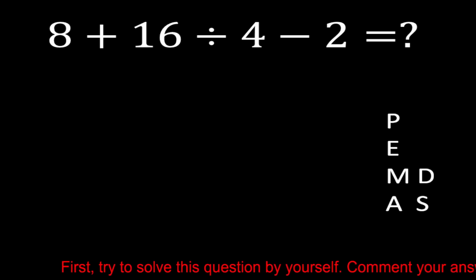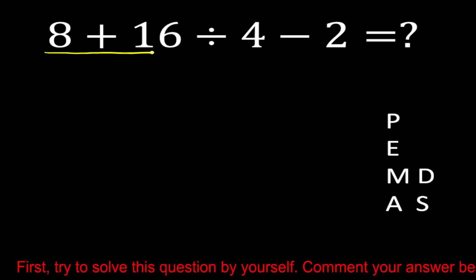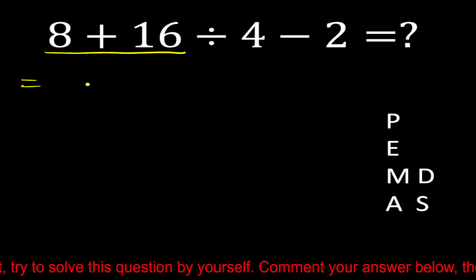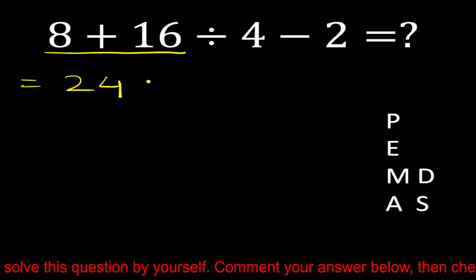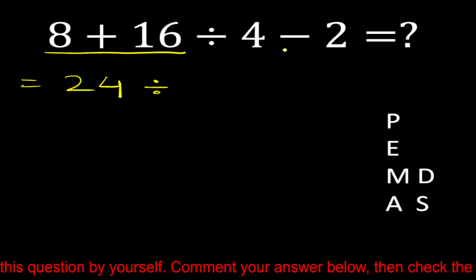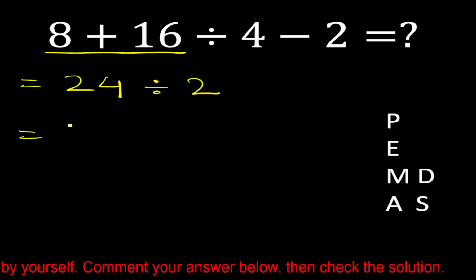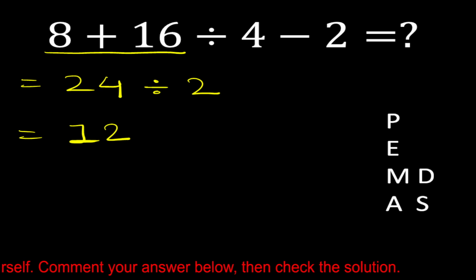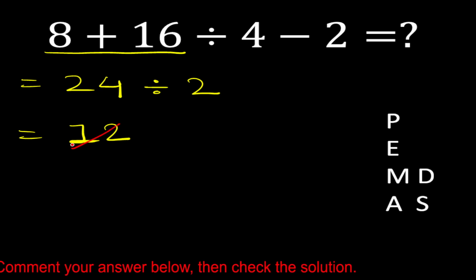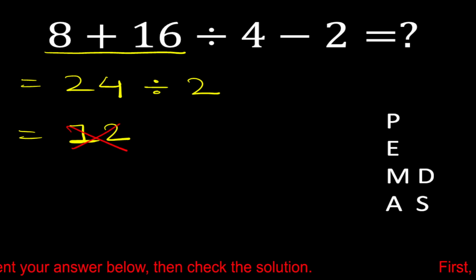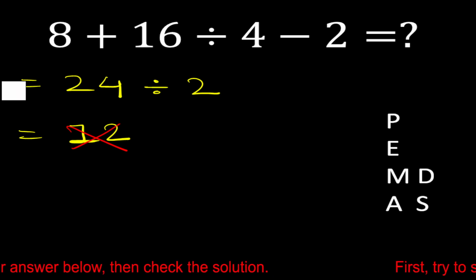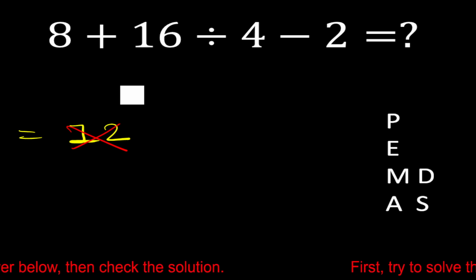So most people solve this question like 8 divided by 6, 8 plus 16 is equal to 24, divided by 4 minus 2 is equal to 2. Now 24 divided by 2 is equal to 12. But here this answer is not correct. This answer is completely wrong. So now let's solve this problem correctly by using the PEMDAS rule.